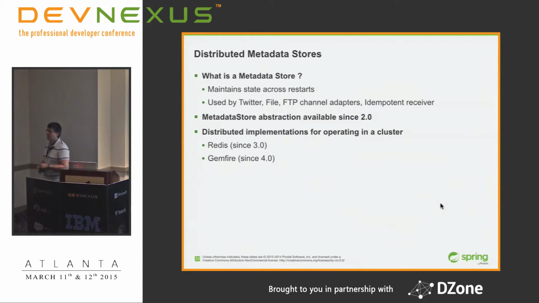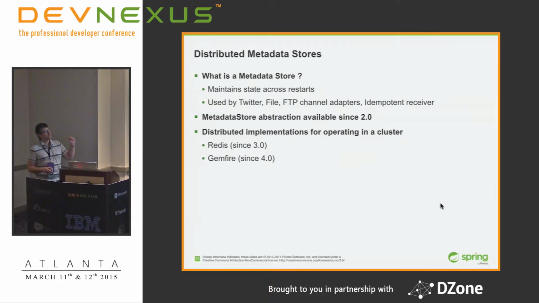Remember when we talked about the idempotent receiver, or a file processor that, for example, creates a message whenever a file has been added to a directory. Now that component has to keep track of what files have been processed so far. Otherwise, every time I stop and restart the application context, I will get the whole data processed again and again. So one of these pluggable components that maintains state for Spring Integration components is the metadata store.